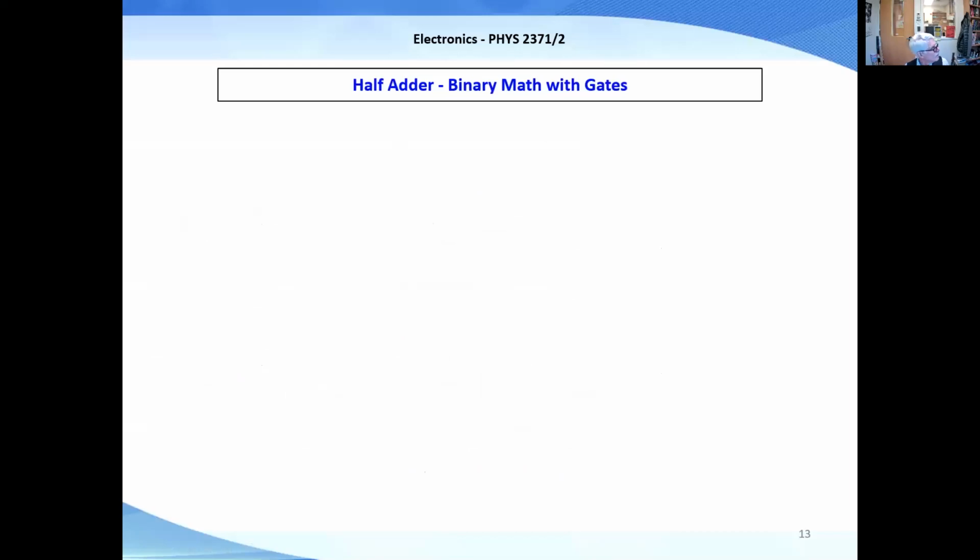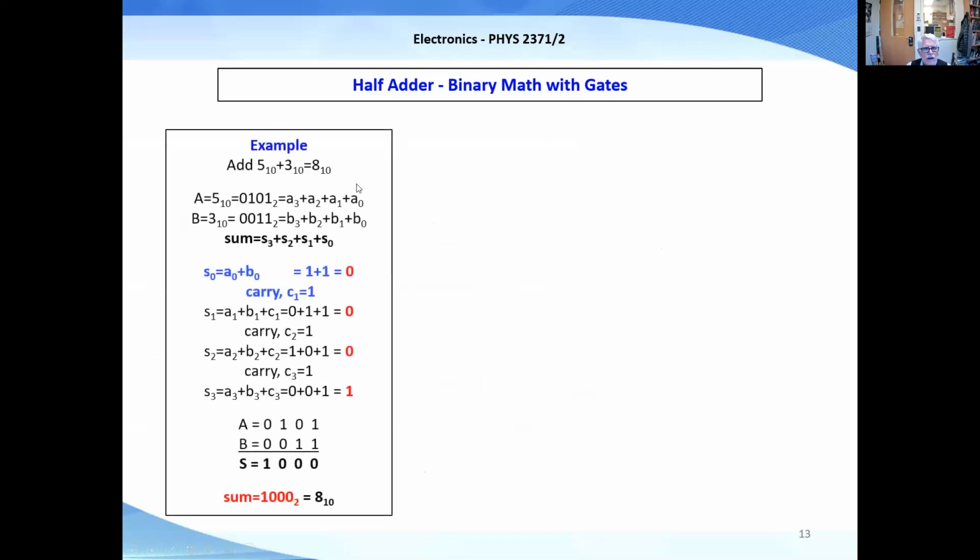Okay, we're coming near the end here. So you can do math with these gates. There's something called the half adder and the full adder. Let's go through the half adder first.